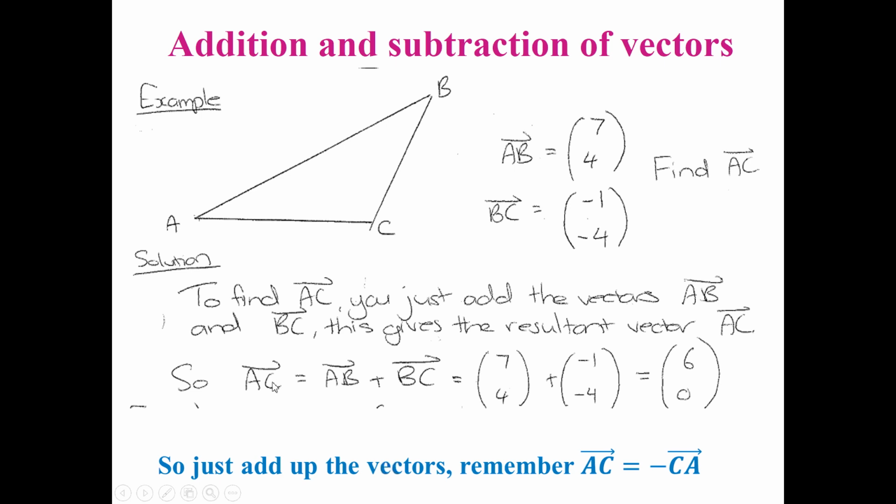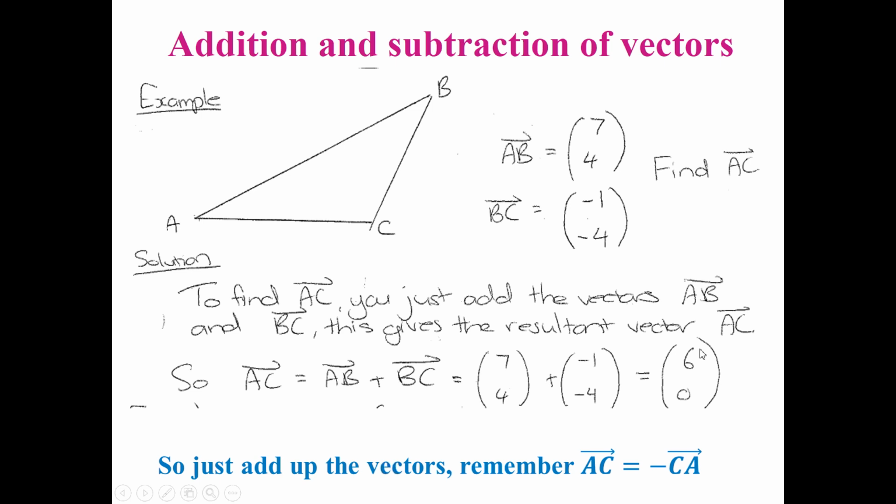So always write that out as a little plan. AC is a resultant vector because it's a result of going from here to here. So the resultant vector, AC, is equal to vector AB plus BC. It's the same thing overall. So vector AB as a component vector is (7, 4), plus BC as a component vector is (-1, -4).